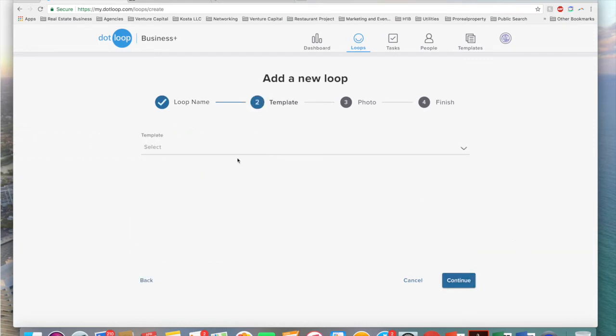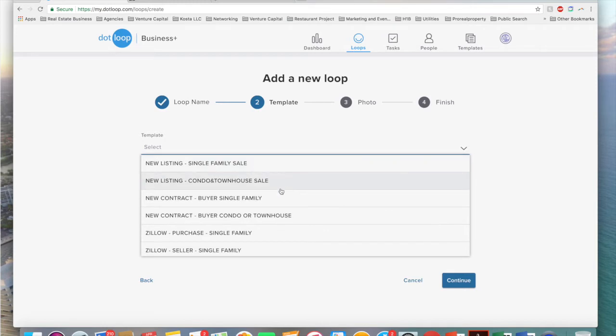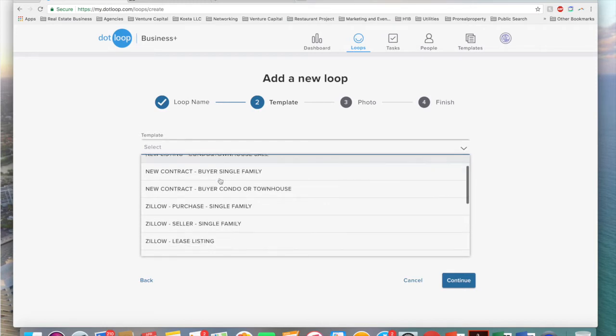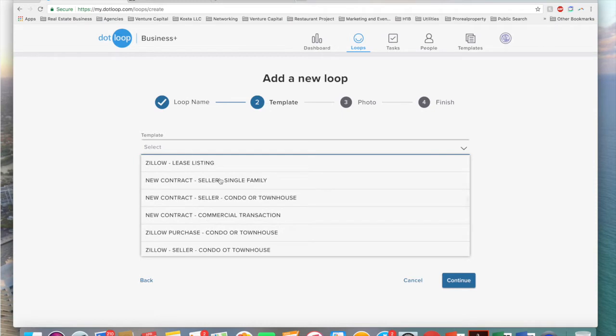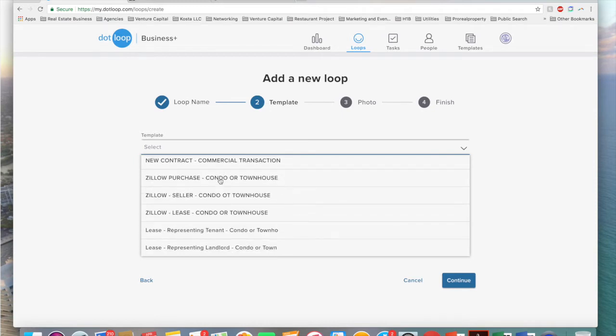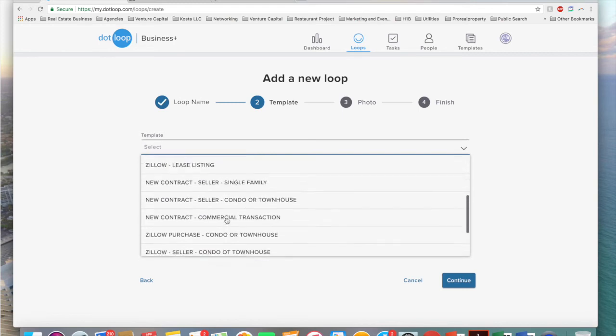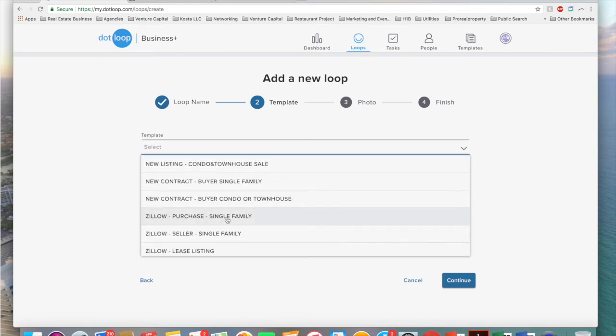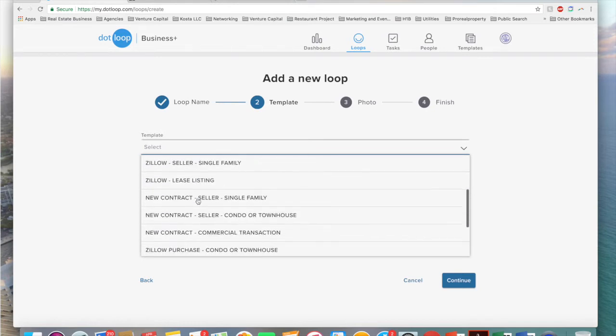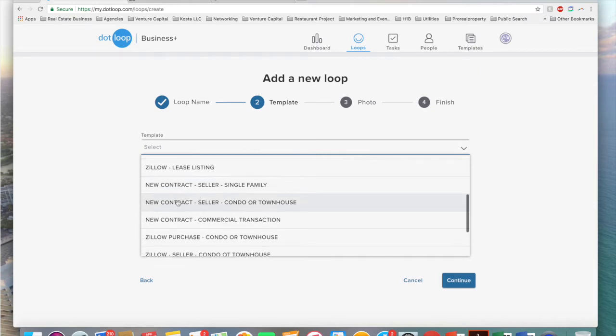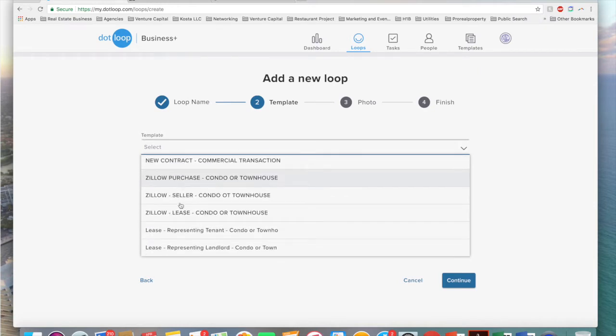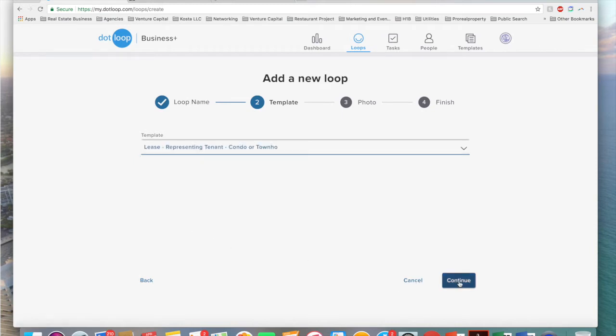So continue. Also, we have templates here within our brokerage, which will preload the files which you need to have in order to present an offer or present a contract to lease, or if you're working on a listing. So let's scan through these items here and find what we need. We have lease representing tenant, condominium or townhouse. Select that, click continue.